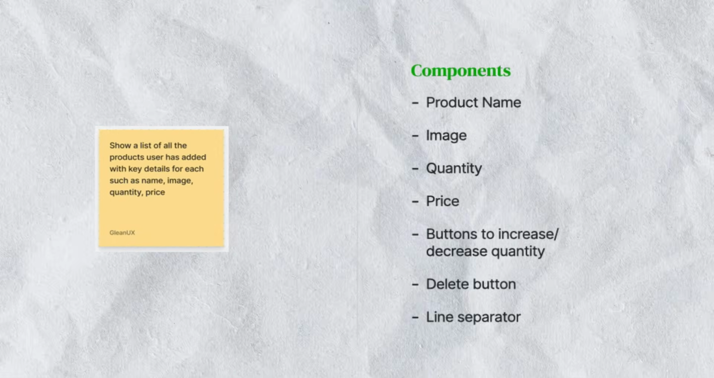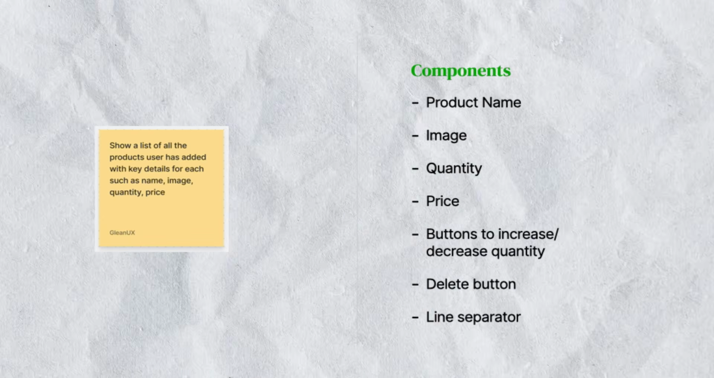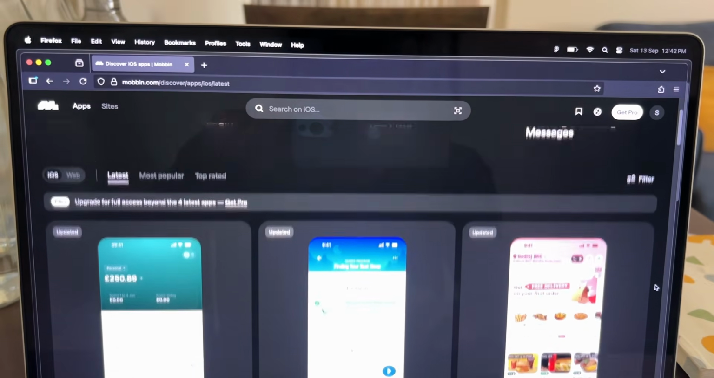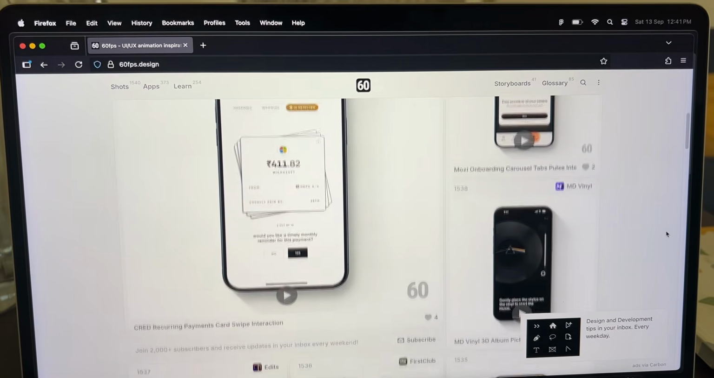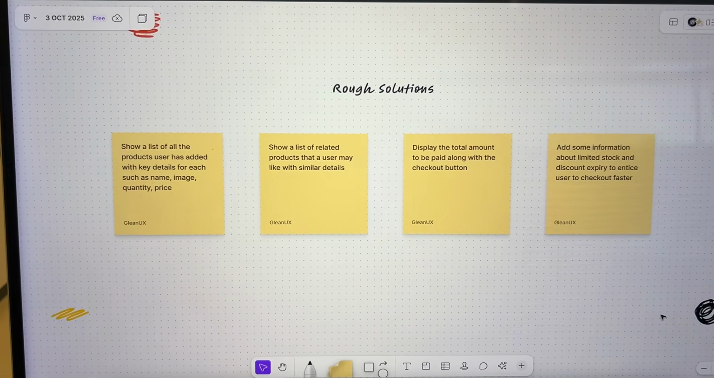faster. Now, take each solution and identify the different components that are needed to implement it. For example, for this solution, we may need components such as product name, price, image, buttons to increase or decrease the quantity, a delete button, and a line separator to differentiate between each product. To help you with this process of identifying components, you should refer to inspiration websites and see what kind of components your competitors have used in their designs. Repeat this process for all the solutions that you have identified for this particular screen, and you will have your list of all the components ready.